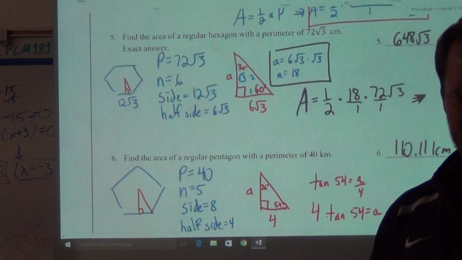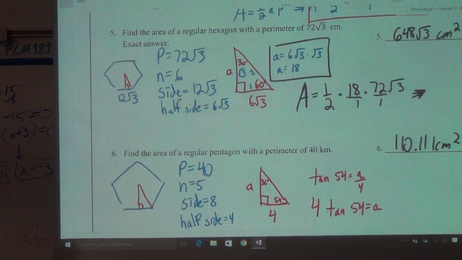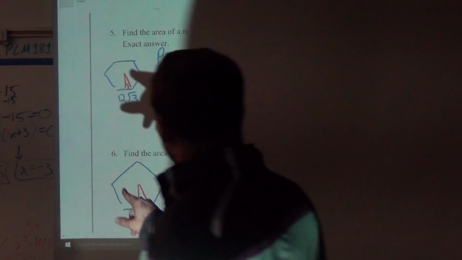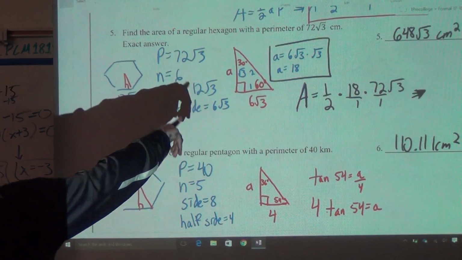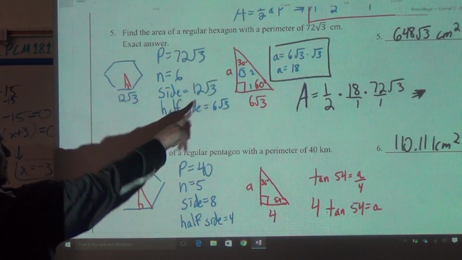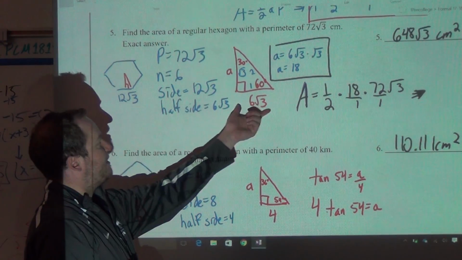For number 5, we have a regular hexagon with a perimeter of 72 root 3, and that means that its side length is going to be 12 root 3. Divide 72 root 3 by 6 to get 12 root 3. That means that the half side is 6 root 3.